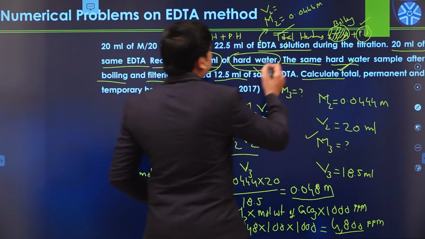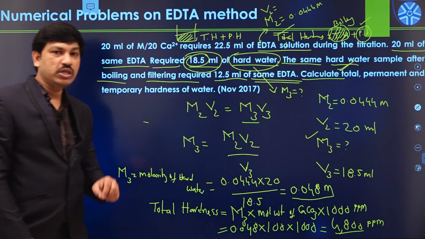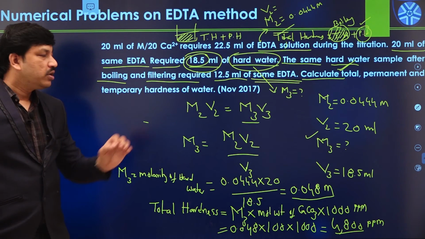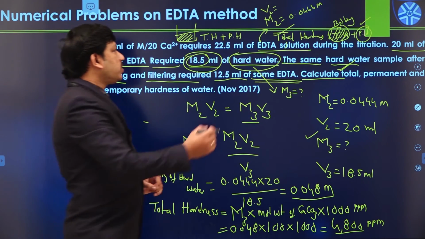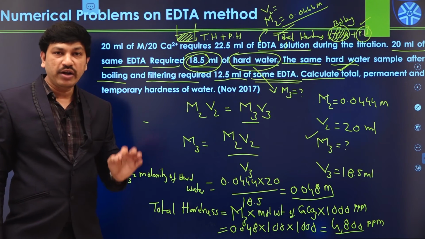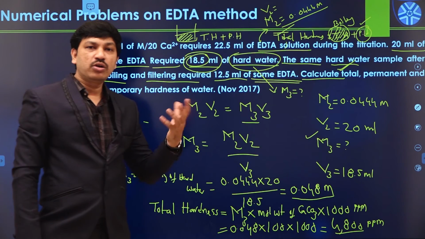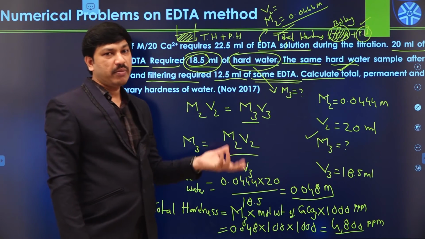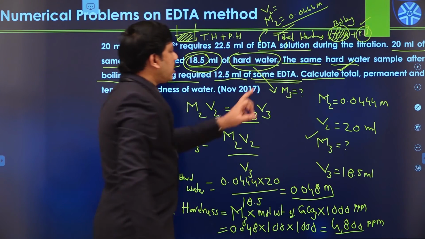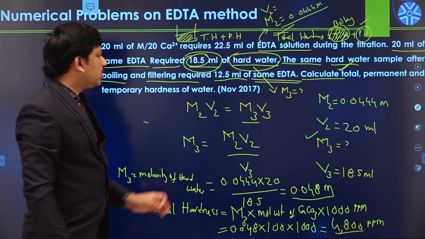So again, for the third titration they are using the same EDTA. That means throughout this process we are using the same concentration of EDTA solution. Our EDTA concentration is 0.0444 molar. By using that solution, we are measuring the total hardness value, temporary hardness value, or permanent hardness value. So the third titration also uses the same EDTA, with molarity 0.0444. So now let us see.